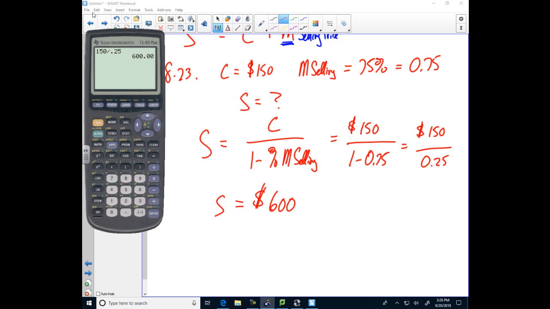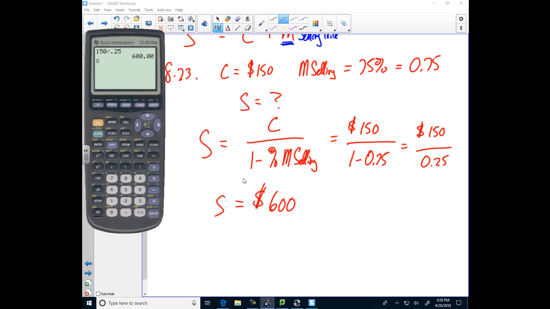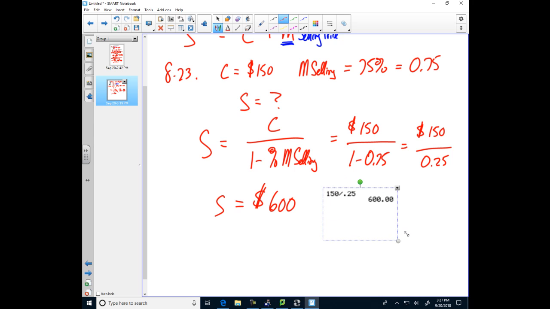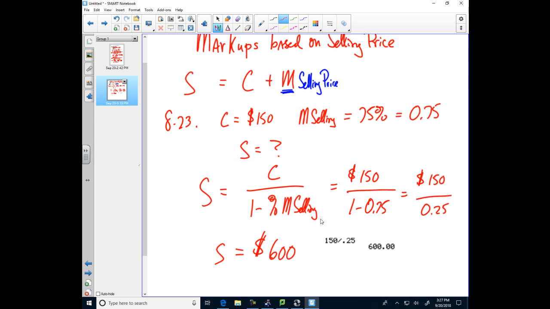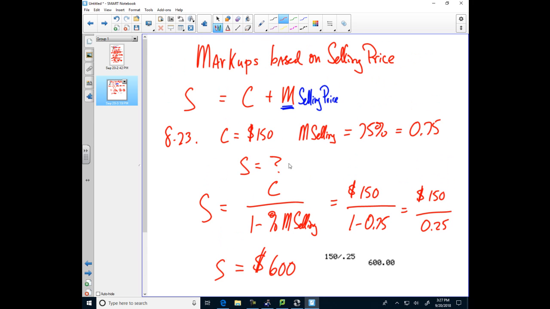Works for me. Let me make a copy of this. Screenshot. Paste. So again, we wrote down what we knew and what we were looking for, and we went and found ourselves a formula or a relationship that looked a whole lot like what we used before, except that's a minus instead of a plus. And the difference is, this is based on selling price. The other one's based on cost.